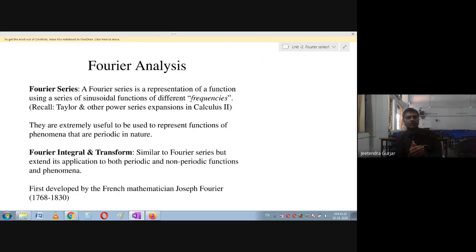And if you recall, students, Taylor's and other power series expansions, you can see more applications in Fourier series. We have a lot of applications for Taylor series and other power series functions in calculus, but here in numerical methods, Fourier will give you a lot of information, it will define the series and you can get beautiful answers. They are extremely useful to represent functions of phenomena that are periodic in nature.